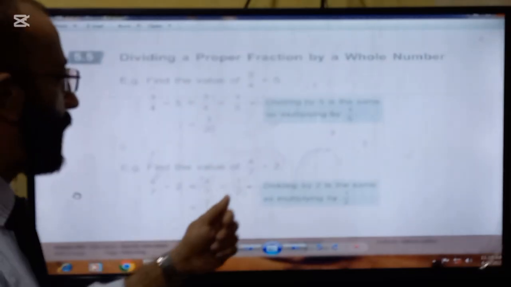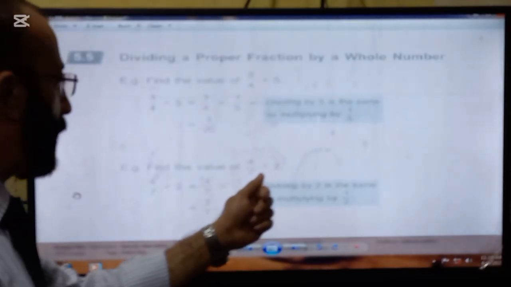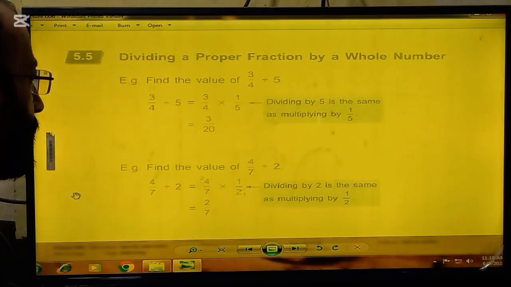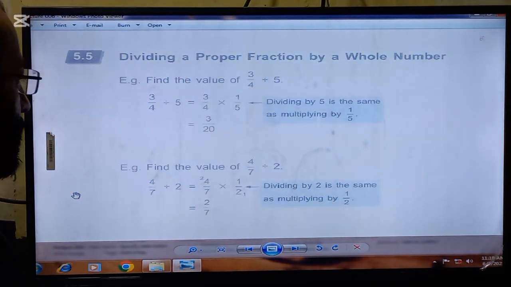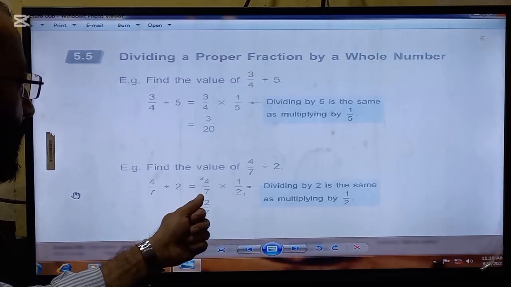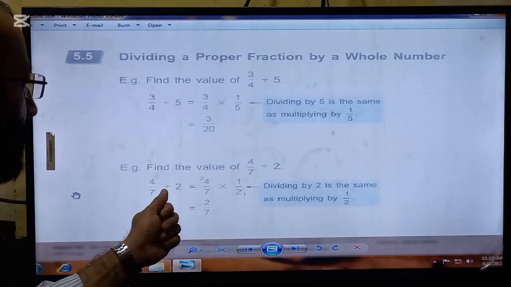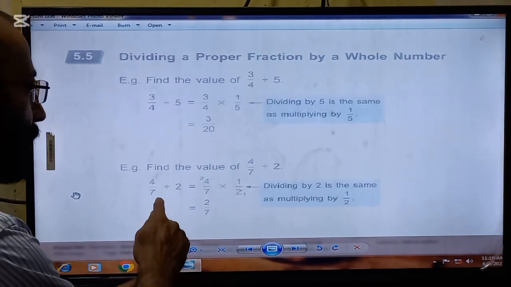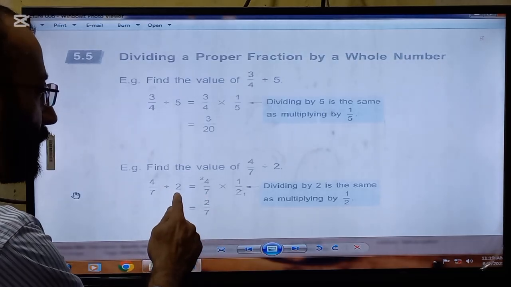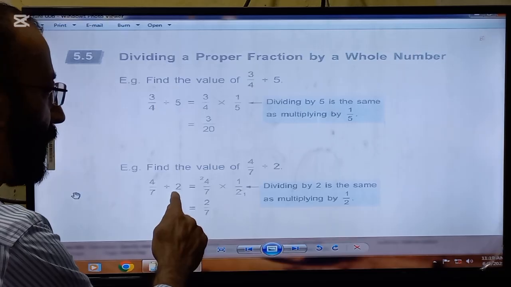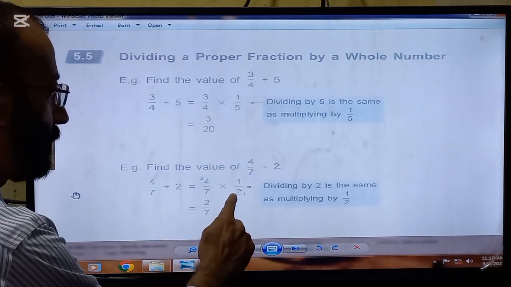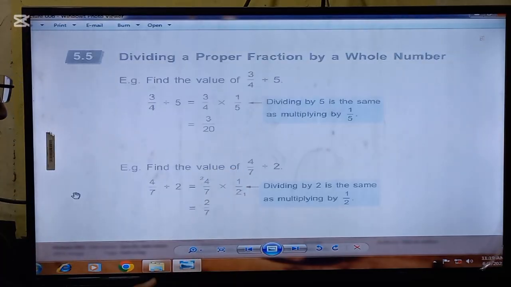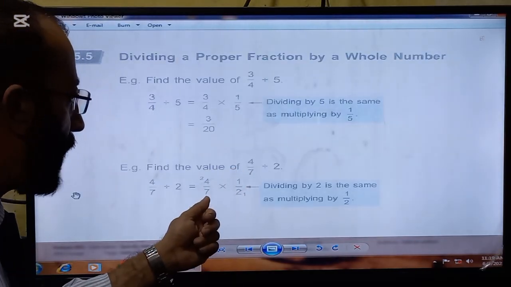Here is another example. The question is 4 by 7 divided by 2. So the steps are the same. That is, put the first fraction as it is. The division sign will be converted into multiply, and take the reciprocal of the value after the division sign. So here is 2, so we will write 1 by 2 in place of the 2 because we have to take the reciprocal. So this is the stage now.